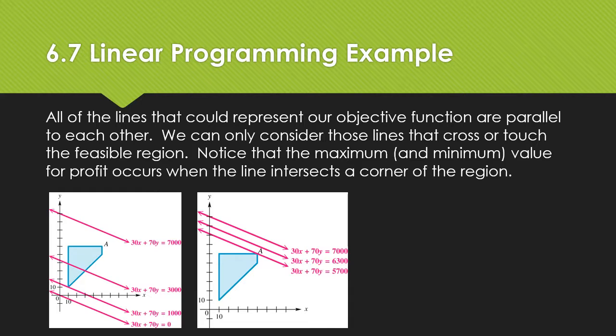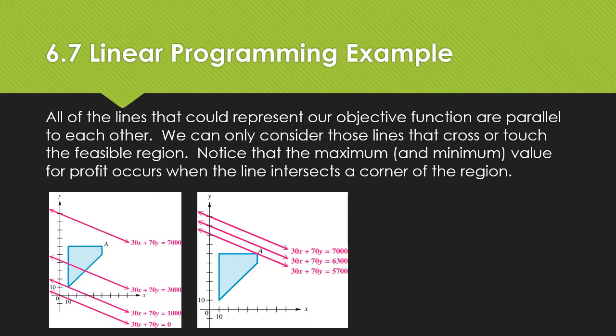And notice that the maximum and minimum values for profit occur when the line intersects a corner of the region. So it's got to at least touch the region. We can't consider any lines outside of it. And if you keep drawing these lines, what you'll notice is that the maximum profit occurs when it touches one of the corners, and the same will be true for the minimum.